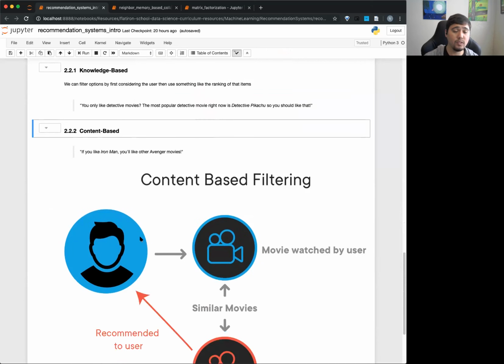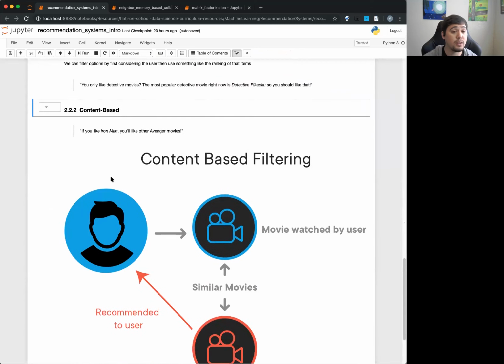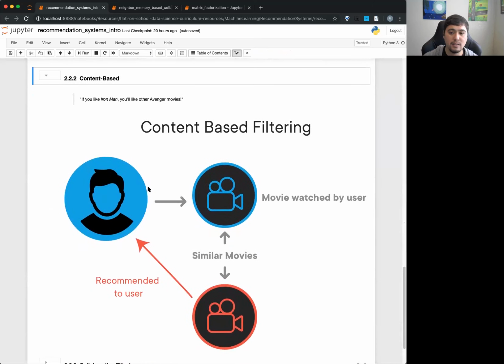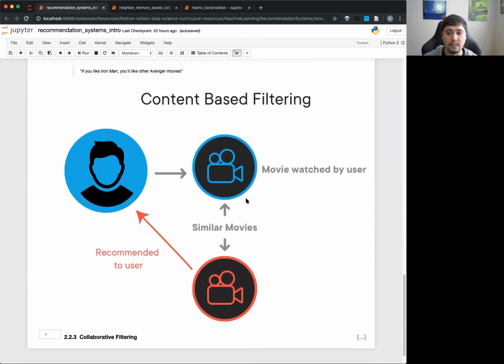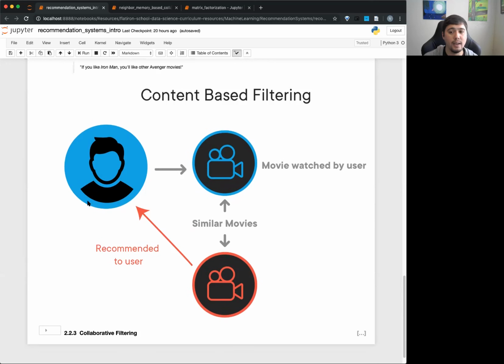So for example, you might say, I like horror movies, or I like this specific horror movie. Then I think you might like movies that are very similar to this. So I give this little example: if you like Iron Man, you also like the other Avenger movies, which seems to make sense, right? The idea here, from the curriculum's little image, is that the blue person over here likes a blue movie, and these two movies are similar. So that means this red movie here should be recommended to the blue person. Okay, and that kind of makes sense, right?